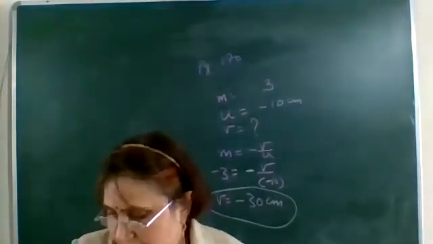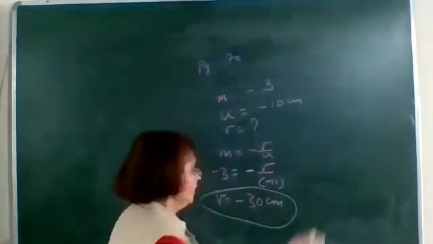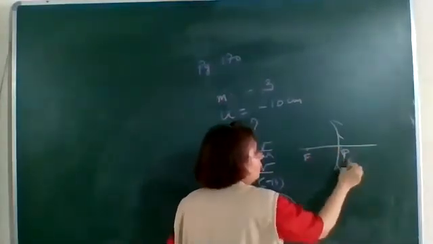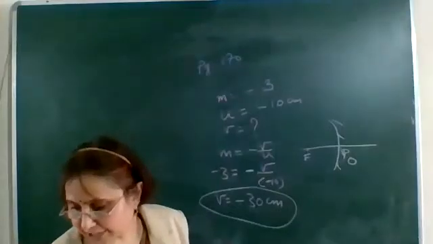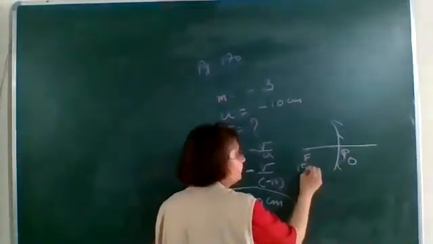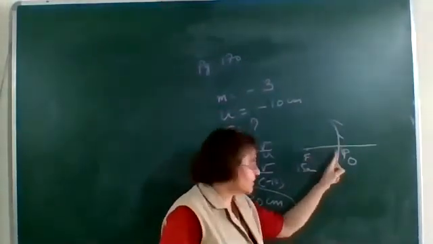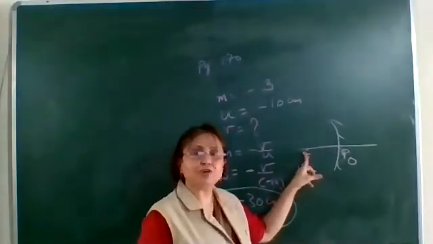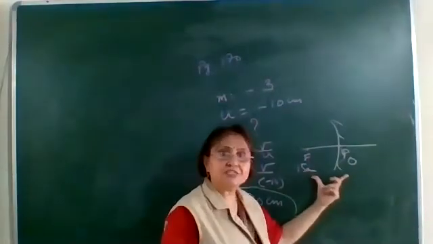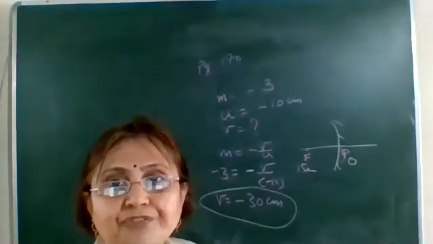The focal length is 15 centimeters. So what should be the range of the object distance? This is the pole and this is the focus. Pole is at 0. We consider this to be the origin and the focal length here is 15 centimeters. So what should be the range of the object to get a virtual and erect image? Anywhere you place between pole and focus, that is from 0 to 15 centimeters. The range is 0 to 15 centimeters.